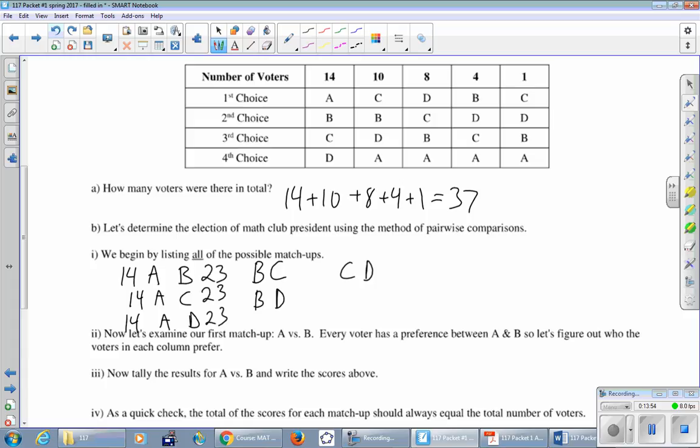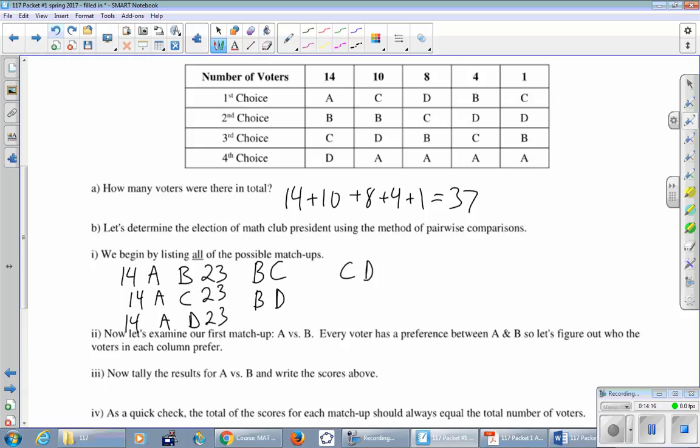Things will get a little bit more interesting now that we're done with A. The reason that A only got 14 every single time is that everybody else besides those 14 people in the first column thought A was the worst. And so A lost every other head-to-head matchup by the same exact score, 14 to 23. Okay, but we'll get a different score here for B versus C. Let's give this a shot.